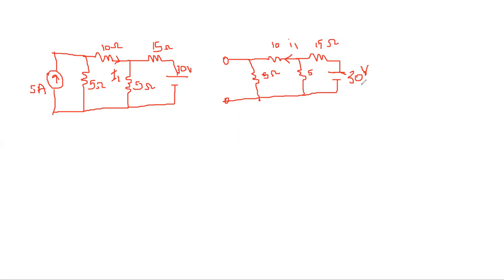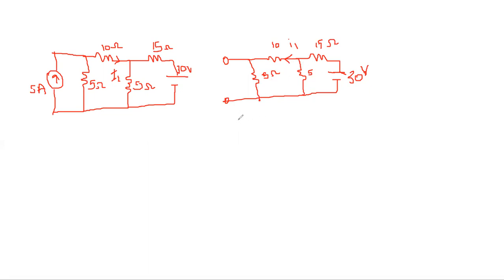So we have open circuited the current source, and the current flowing through the 10 ohm resistance due to the 30 volt voltage source is I1. See, the direction of I1 I have taken opposite to IL. We will consider it in the last step. So we need to find I1 from this circuit.